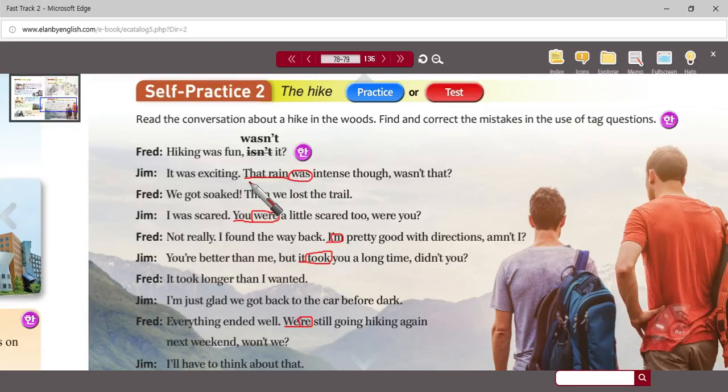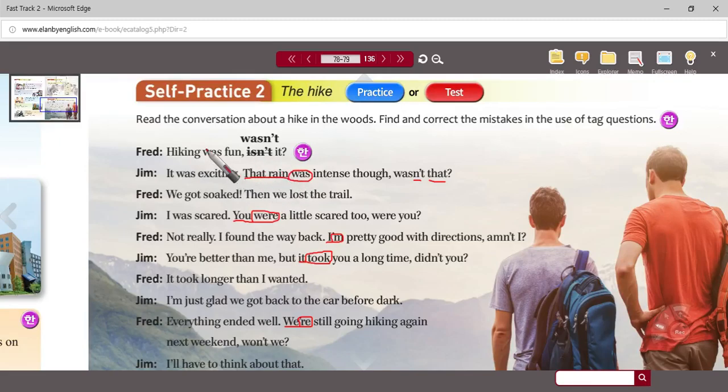And so what I've done is I've highlighted the subject and verb of each of the statements that come before the tag. So the first one, "That rain was intense though, wasn't that?" Okay, so again, everything looks correct. We have a be verb, past tense, positive, negative. Everything looks good. Why is it wrong? You need a subject pronoun, and that is not the subject pronoun for that rain.